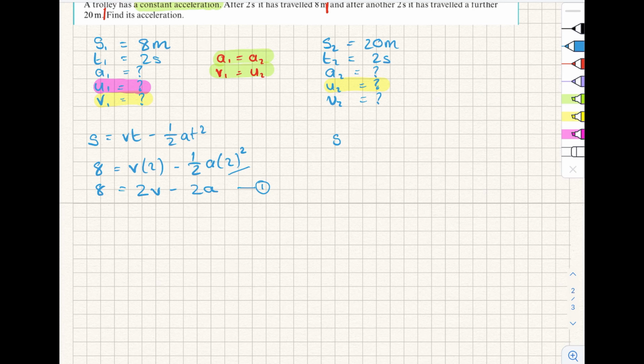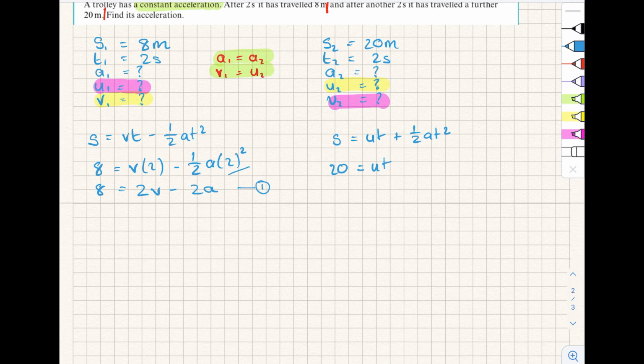Right, in the second part of the problem, my initial velocity is known, but my final velocity is unknown. And my unknown velocity at the end is not related in any way to my other equation. And so I'm going to choose the equation that does not include final velocity. And this is ut plus a half at squared. In this case, the displacement is 20. My initial velocity is unknown.